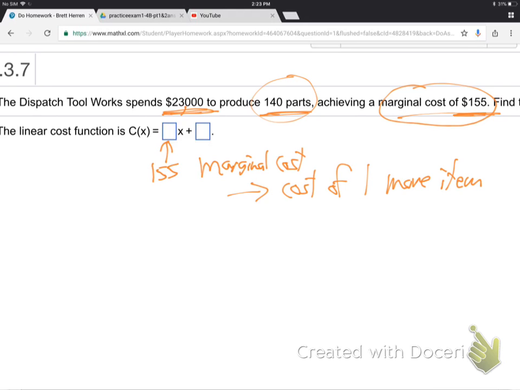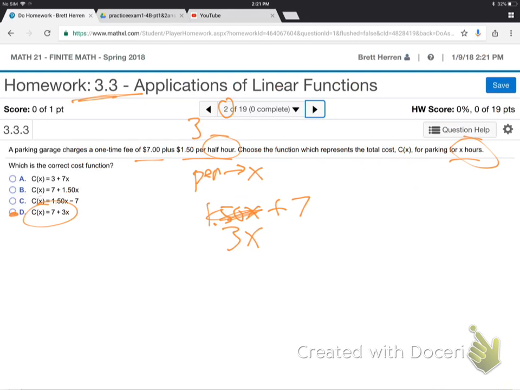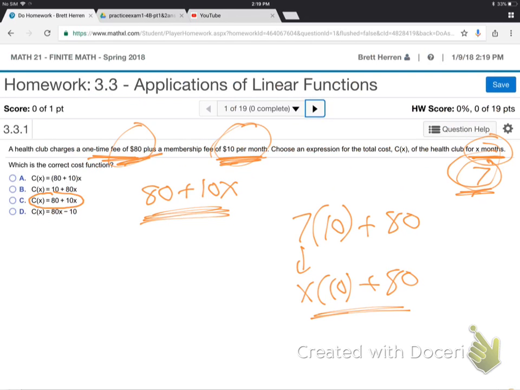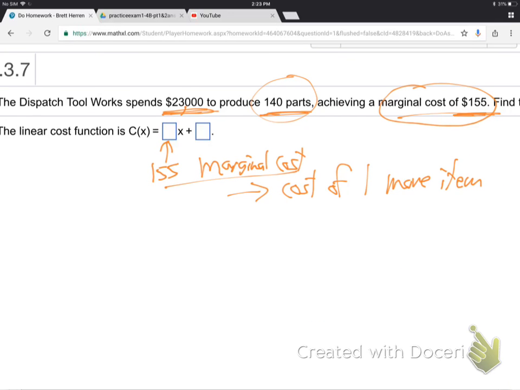Does that make sense? That's like in the last problem where they did a trick on that one. This one they said $10 per month. Well, then the 10 goes next to X. The per goes next to X because it's per each item. That's what marginal means. Marginal means one item. So the 155 goes there.